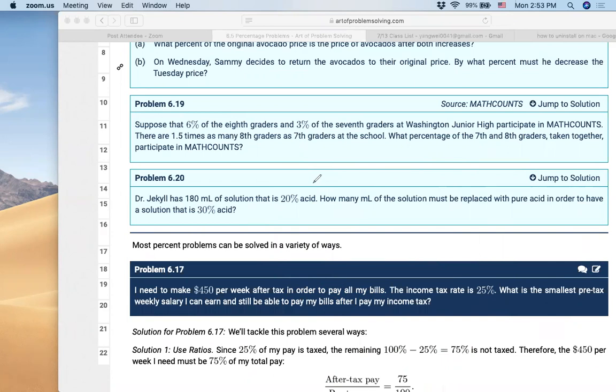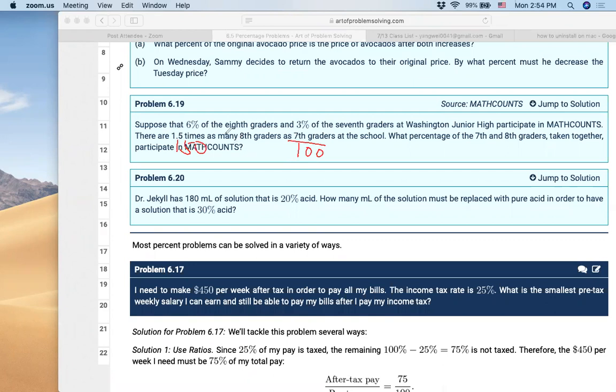Now let's see here. 7th grade, 8th grader, it's 1.5 times of 7th grade. We don't know the 7th grade students, right? Now let's say that's 100 students. Suppose 7th grade, that's 100 students. Then 8th grade will have 150 students, right? Because 8th grade students, it's 1.5 times of 7th grade.